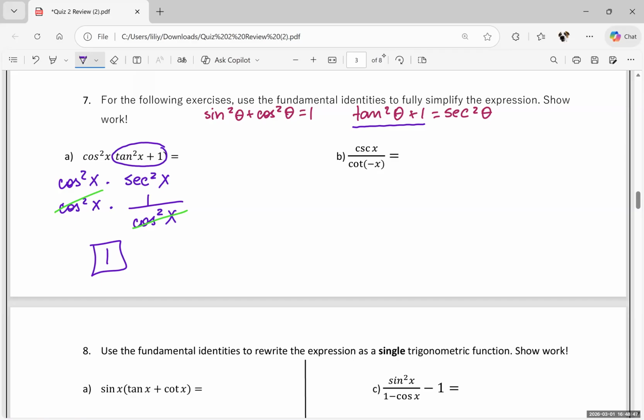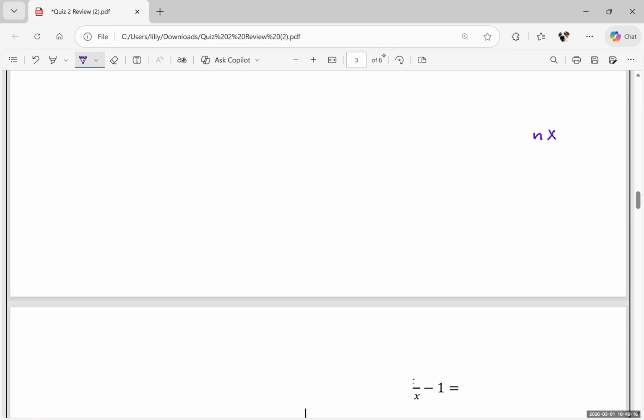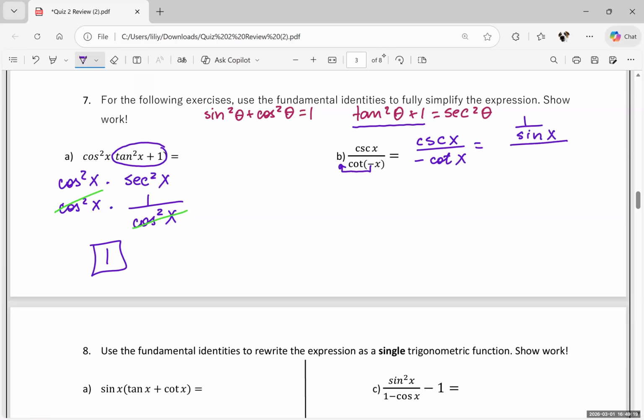Now on the second one, I am going to use the fact that cotangent is odd to get this minus sign to the front, first and foremost. So this is cosecant x divided by negative cotangent x. Okay, then I'm going to change everything into sines and cosines. Don't drop the negative. So cosecant is 1 over sine. And then cotangent is cosine over sine. Don't forget the negative.